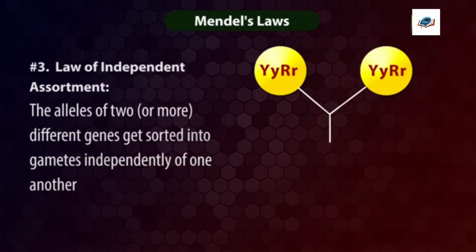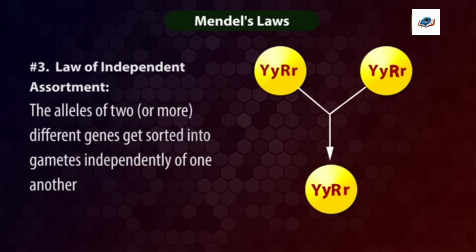For the character color of the seed, the parent has two alleles, dominant allele yellow and recessive allele green. For the character shape of the seed, the parent has two alleles, dominant allele round and recessive allele wrinkled. If the dominant allele yellow is passed to the gamete for color, for shape, dominant round or recessive wrinkled, any one allele can be passed to the gamete.